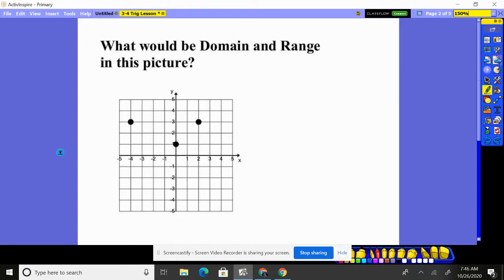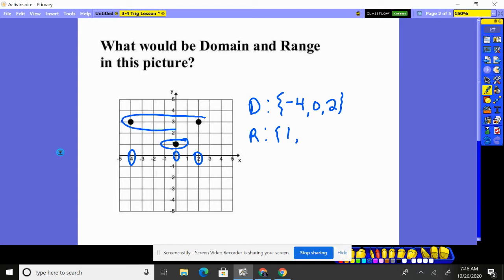Well, the domain are the ones that have x values. Well, who has an x value? Well, there's one here at -4. At 0, and when x is 2, it has a value. So we'd say, oh, -4, and at 0, and at 2. The range, which is height-wise, they have one at 1 and at a height of 3, and that's it.